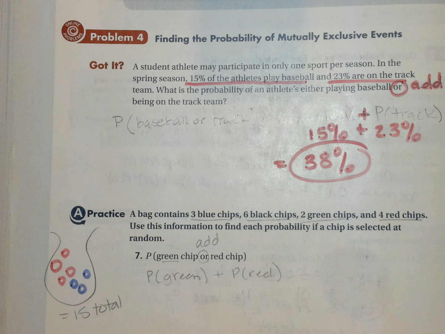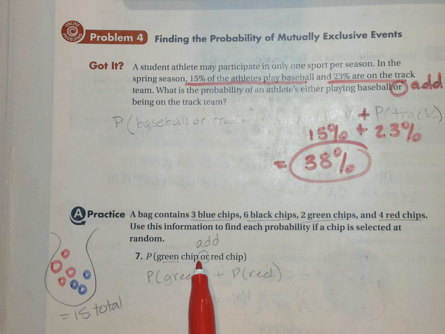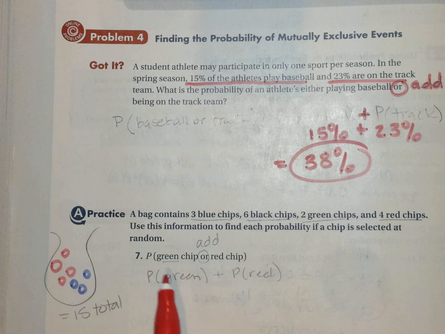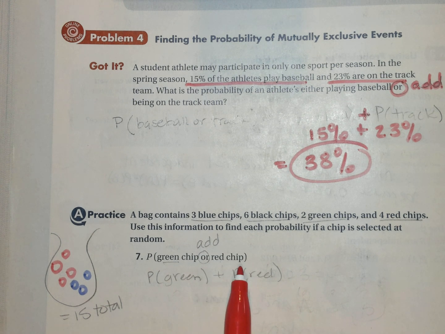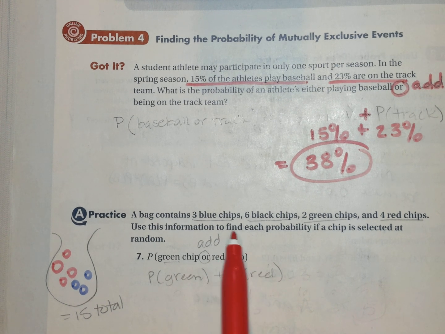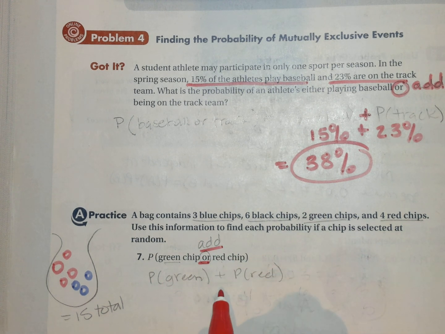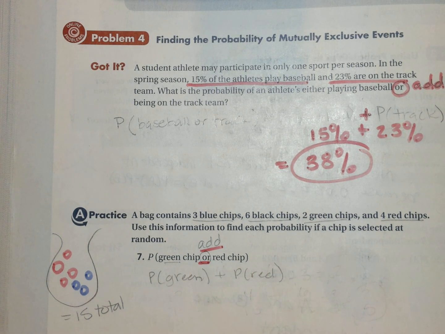Okay. So number 7 says the probability of a green chip or a red chip. And think about it. If it said and instead, the probability of a green chip and a red chip, and you're only picking one, that's impossible. There are no green and red chips. There's either green or red or blue or black. So anyways, it says or, so you add. I already wrote this out. You can write it down. Probability of green plus probability of red. So in order to find the probability, we need to know the total.